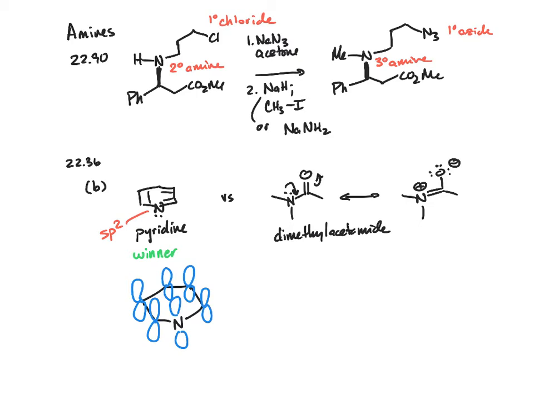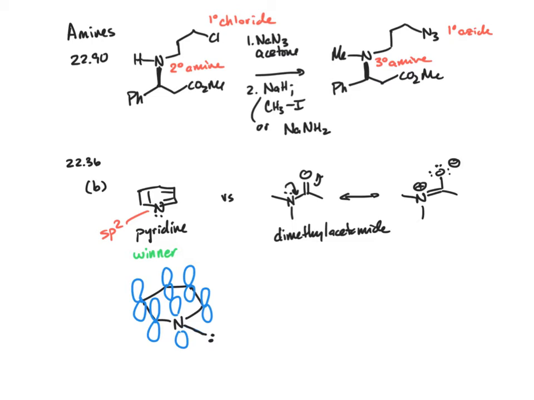This lone pair is not in the pi system. So this is an sp2 hybrid bond, so is that. The lone pair is in the third sp2 hybridized bond. So I'm just going to draw that sort of coming out. So you see in the dimethylacetamide, you have 1, 2, 3, and those are sp2 hybridized bonds.